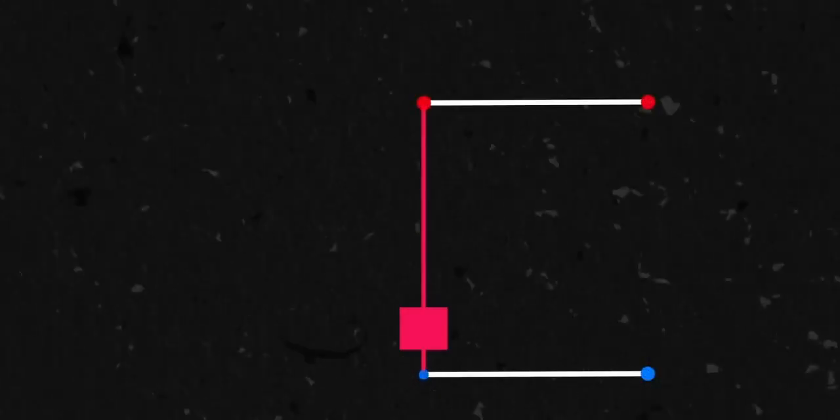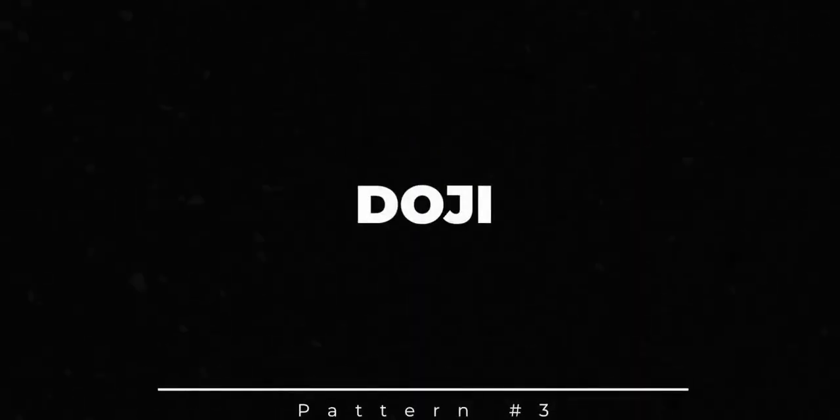If we find another confluence at this point, then we can place a sell trade below the low of the pin bar, and we can keep our stop loss just above the pin bar. Pattern number 3, doji. The doji pattern is probably the only candlestick pattern that does not give us directional bias. However, it is essential to understand this pattern.